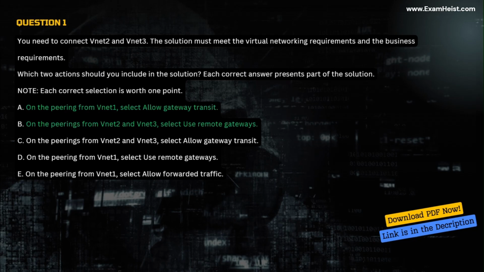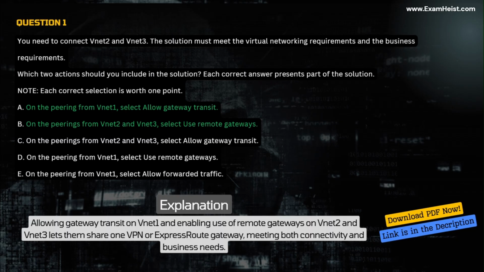Correct answer A and B. On the peering from VNet 1, select Allow Gateway Transit. On the peerings from VNet 2 and VNet 3, select Use Remote Gateways. Explanation. Allowing gateway transit on VNet 1 and enabling use of remote gateways on VNet 2 and VNet 3 lets them share one VPN or ExpressRoute gateway, meeting both connectivity and business needs.